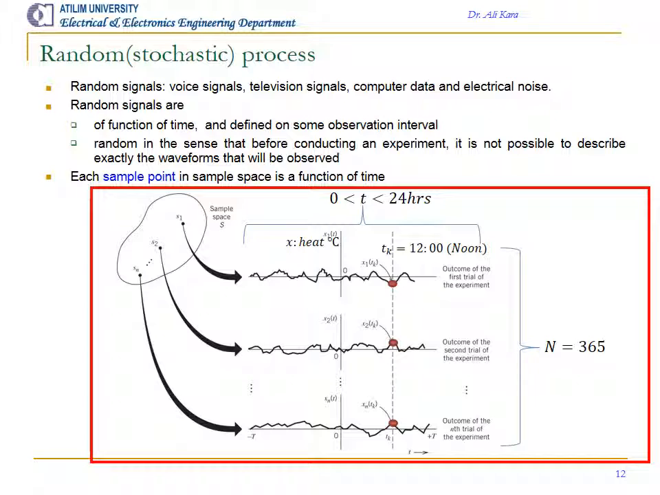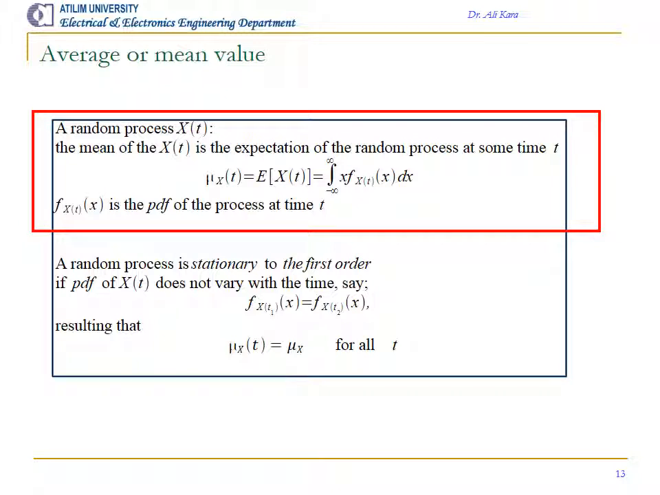Following is an ensemble of figures that shows the heat measurement taken from a classroom. Each trial illustrates a measurement day, a total of 365 days, a year, and each figure shows the heat measurement within a day, measured every 1 minute interval. If I want to know about the heat at 12 o'clock noon, I will read the samples taken from each day at 12 o'clock noon, and take their average over 1 year.